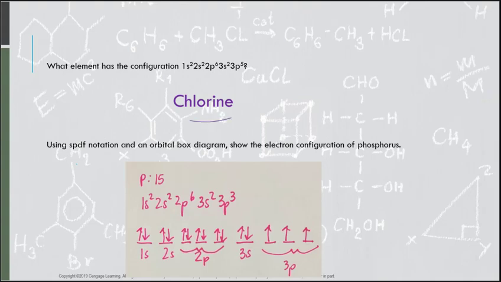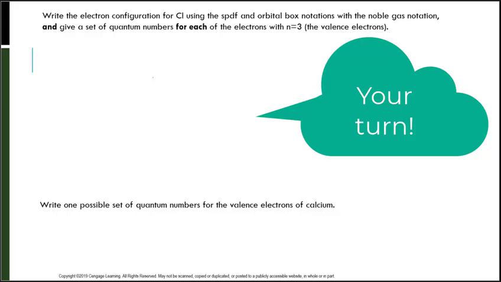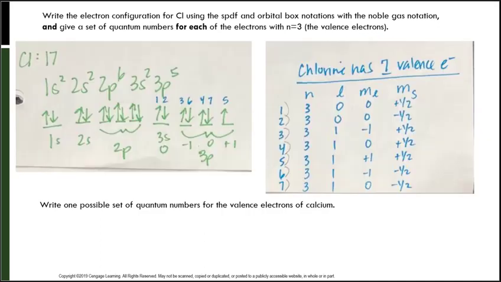Hopefully you got chlorine for this first electron configuration, and check to see if yours matches mine for phosphorus. Pause the video here, see if you can do these two. How did you do here? This one was a tricky one. We did the electron configuration for chlorine: 1s2, 2s2, 2p6, 3s2, 3p5.